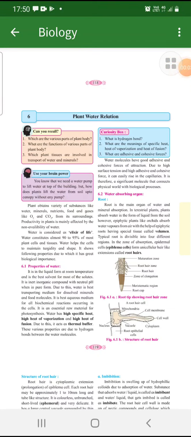Chapter 6, that's on page number 119, one of the most scoring chapters that you're going to have, wherein this chapter is going to score you 5 marks. Plant water relationship, okay, 5 marks, but because of the new syllabus, whatever addition has been done, we have removed so many topics. So for you it's so easy, so please make sure.